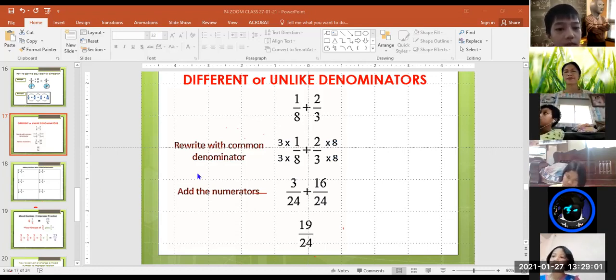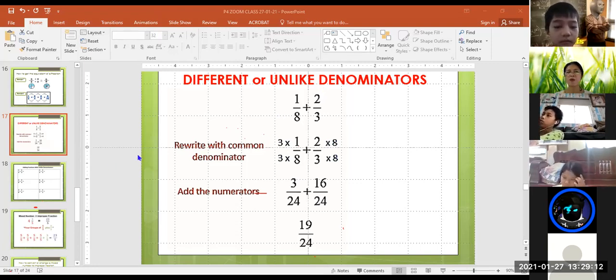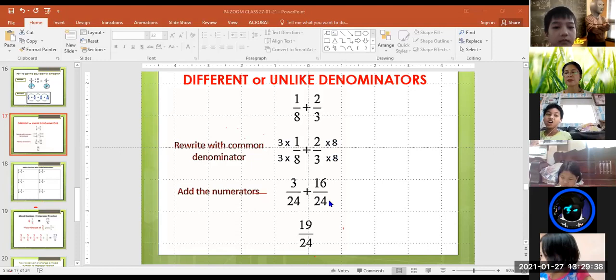So this time, different or unlike denominators. So you will have step 1. Step 1, you are going to get the equivalent fraction of both fractions. So you will have to think of a number to which you can multiply 8 to come up with 24. And the same thing with 3, you will have to multiply it by 8 also, so that the denominator would be 24.